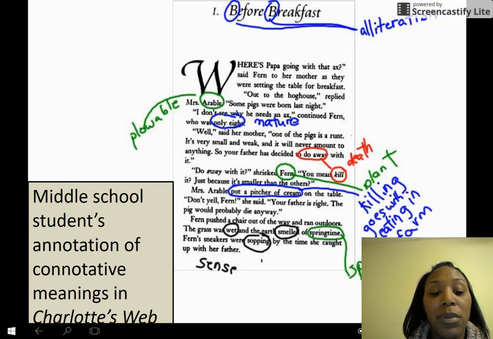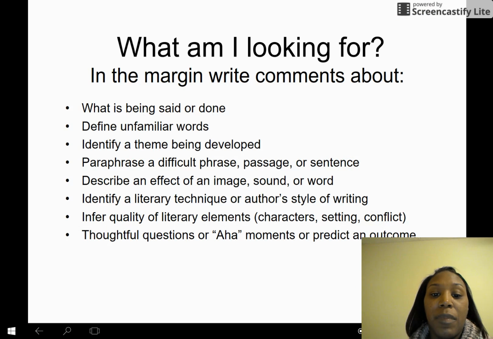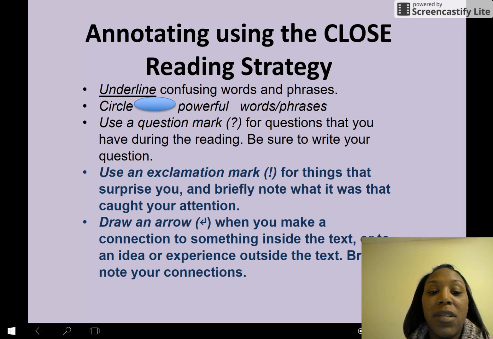Here's an example of a middle school student's annotations. They put different colors so that certain things would stand out. They circled, they drew lines to things. Some types of annotations that you can do would be underlining things that you think are confusing, or writing a paraphrase, like picking certain pieces of a sentence, circling something, putting a question mark.